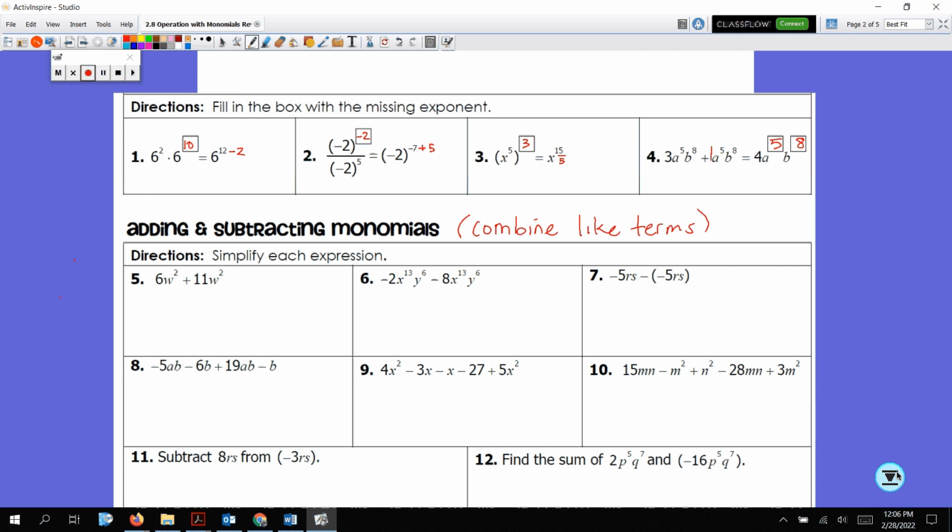So for number 5, I'm just adding, see, notice they both have w to the second power, w to the second power. That makes them like terms. You just add the numbers, 6 plus 11, 17, w to the second power. For number 6, always check to make sure you have the same variables and the same exponents on both sides. Negative 2 minus 8 is negative 10.